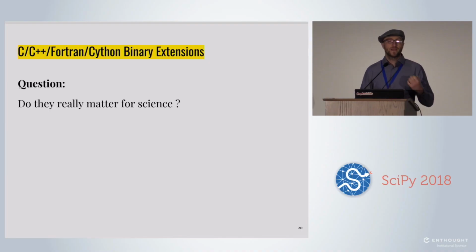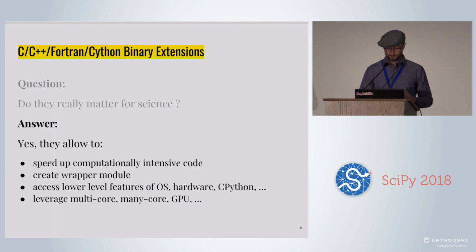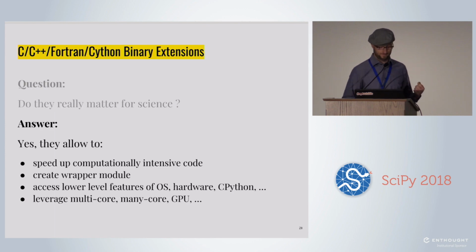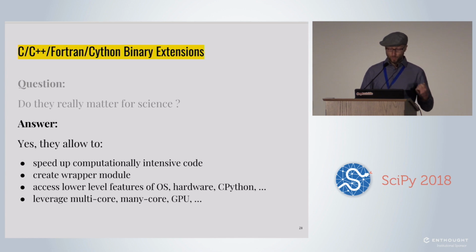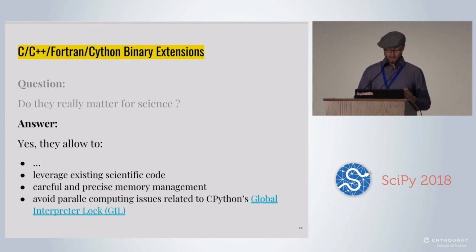Okay, now let's talk about binary extensions. Do they really matter for science? Yes, trust me. Now, let's look at the details. They speed up computationally intensive code. They allow you to create wrapper modules. They allow you to access lower level features of OS and hardware, and work with CPython. They allow you to leverage multi-core, many-core, GPU, and so on. What else? They allow you to leverage existing scientific code. We don't want to reinvent the wheel.